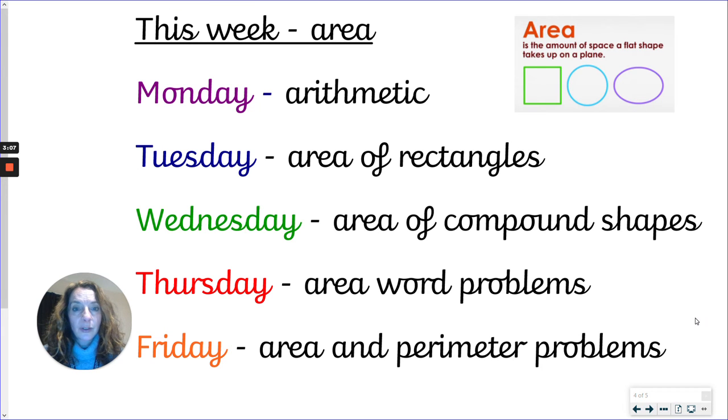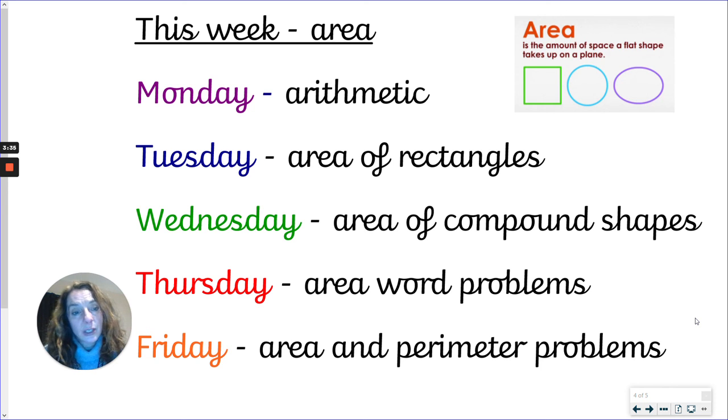So your week is going to look a little bit like this. You're going to start with your arithmetic as always. Then on Tuesday you're going to be thinking about the area of rectangles. Now last year you would have thought about calculating area by counting squares. This is all about calculating, so calculating the area of rectangles. And then on Wednesday you're going to use that to help you calculate the area of compound shapes, of shapes which are made up of different rectangles.